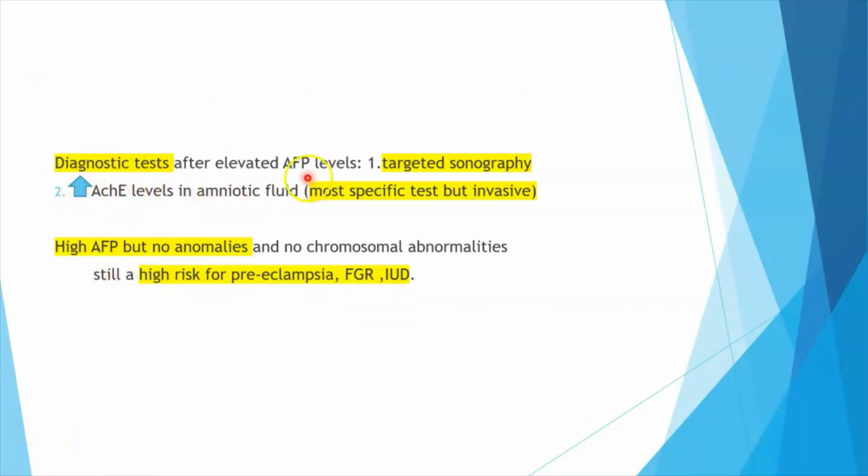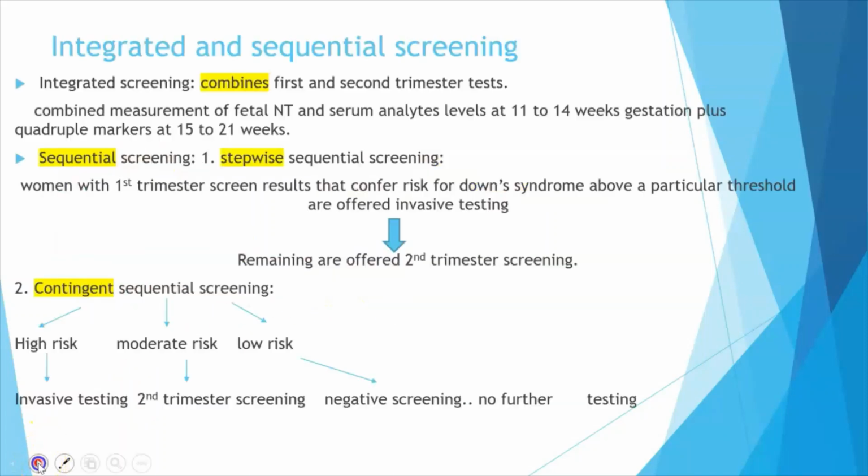What are the diagnostic tests after elevated AFP levels? The first thing we need to do is a targeted sonography, and second is increased acetylcholinesterase levels in amniotic fluid, which is the most specific test, but it is invasive. Now, sometimes what happens, there is high alpha fetoprotein level, but there are no anomalies and no chromosomal abnormalities. Still, there is a high risk for preeclampsia, FGR, and IUD.